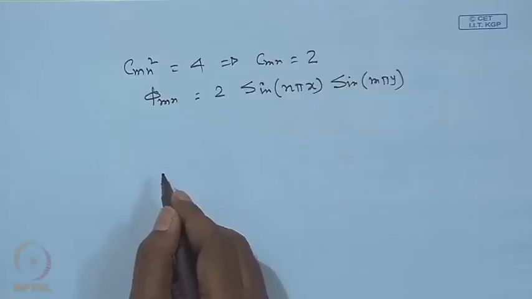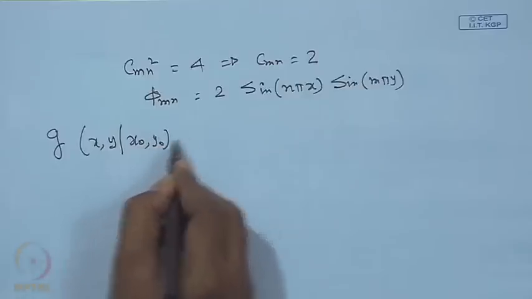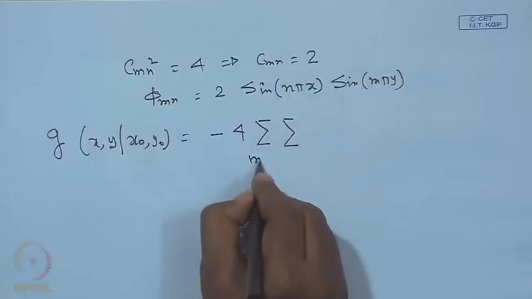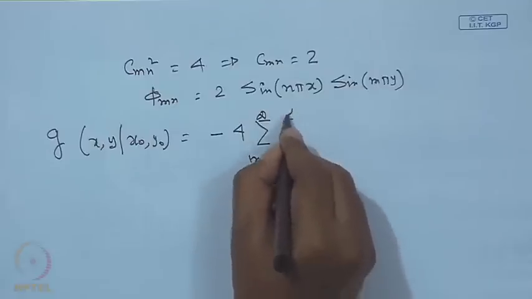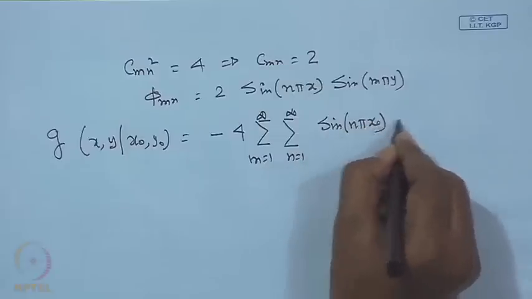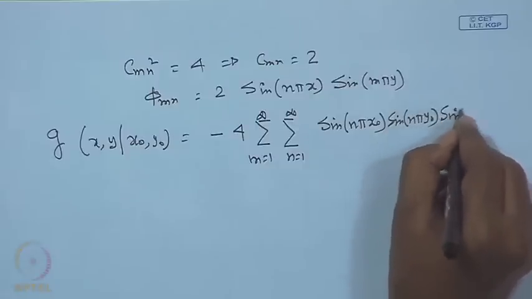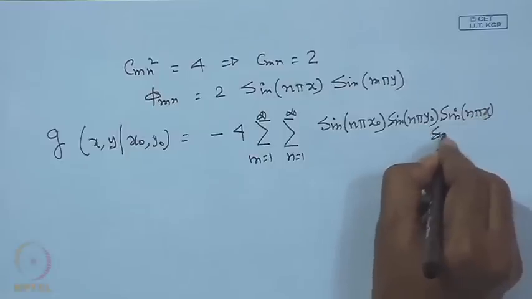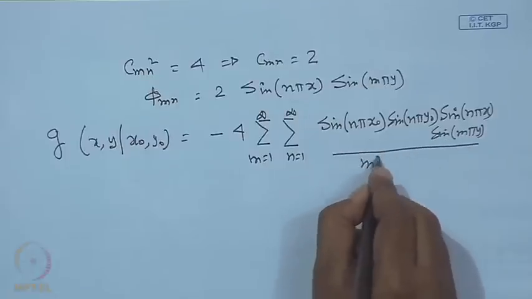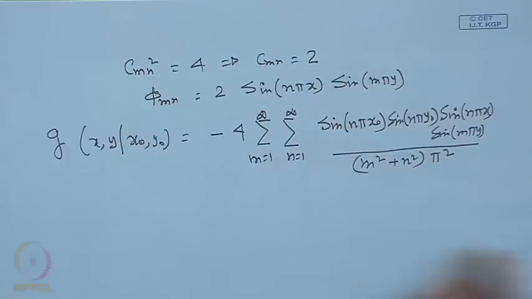So, I get the expression of Green's function now completely. G x y as a function of x naught y naught is nothing but minus 4 times the double summation over m and over n of sin n pi x naught sin m pi y naught sin n pi x sin m pi y divided by m square plus n square times pi square. Okay, we obtain the Green's function.